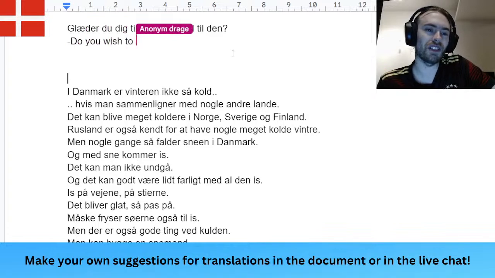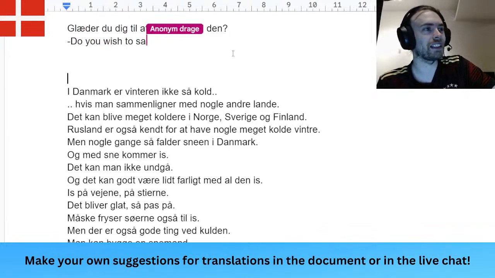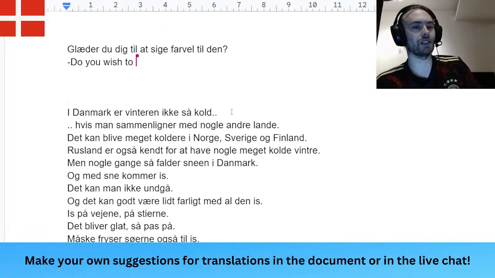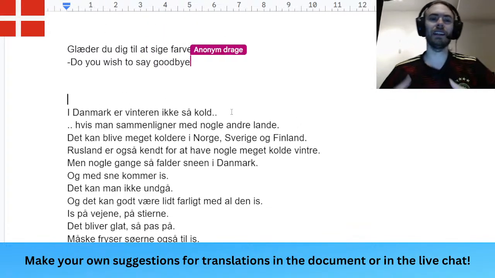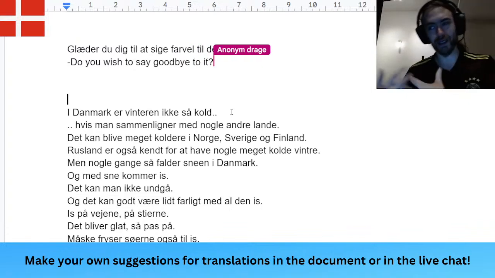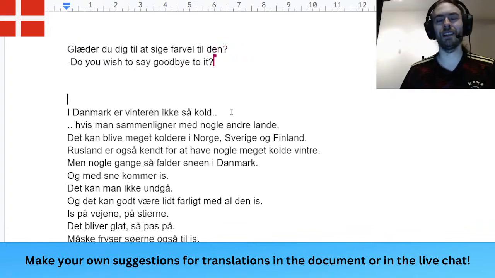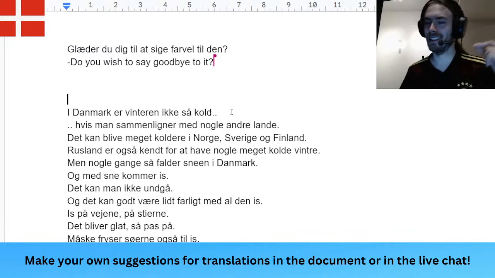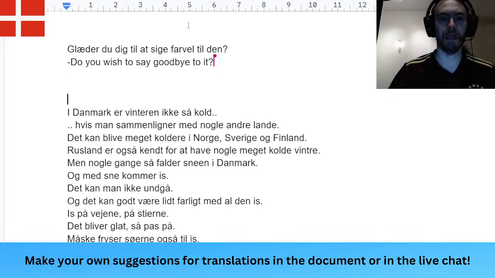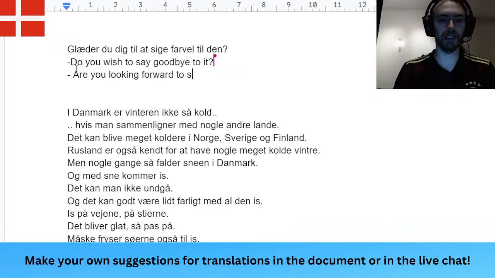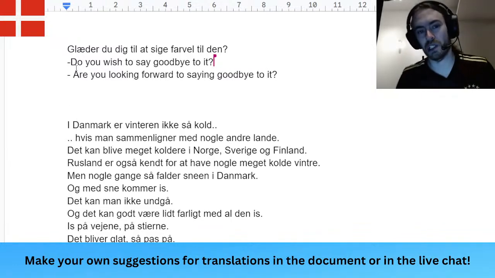Do you wish? Nah, it's not wish. I think most of you have probably seen this at some point: jeg glæder mig til. Sige farvel is say goodbye, but at glæde sig til is are you looking forward, right? Are you looking forward to saying goodbye to it? Or telling it goodbye. That would be natural English.